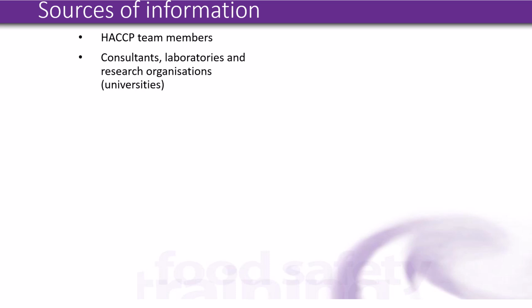The sources of information can include coming from the HACCP team members. So like I said, it must be a multidisciplinary approach. Not one person is going to know all that information for the HACCP team, so there needs to be several team members. There can also be consultants, laboratories and research organizations, or universities. They can be good sources of information.